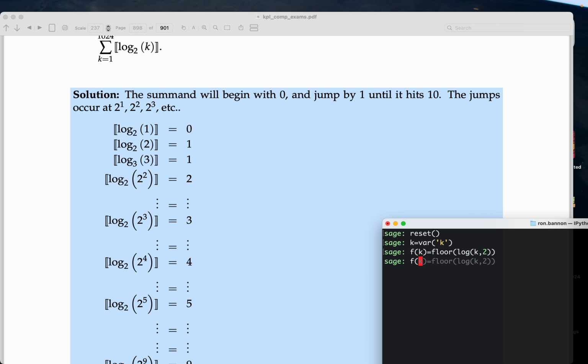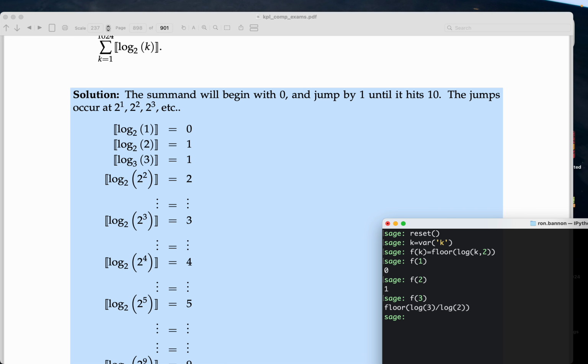F of 1. Well, that's 0. Did I get f of 2 right? That's 1. Did I get f of 3 right? I'm not going to go through them all, don't worry. You know what? It didn't do it. And someone says, what happened over there? Sage is not computing the log base 2 of 3. The reason for that, it's not a nice number. All right? So let's see what happens.